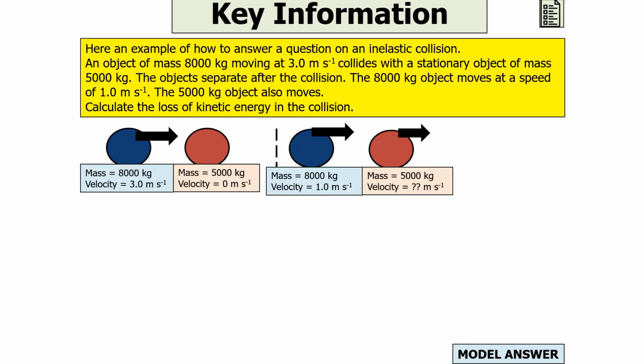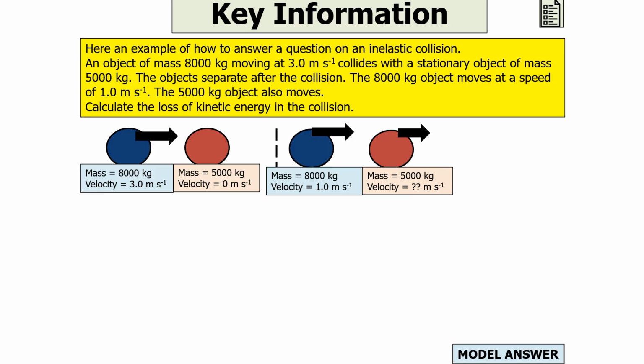So let's have a look at an example of a question. An object of mass 8,000 kilograms is moving at 3 meters per second and collides with a stationary object of mass 5,000 kilograms. The objects separate after the collision. The 8,000 kilogram object moves at a speed of 1 meter per second. The 5,000 kilogram object also moves. Calculate the loss of kinetic energy in the collision. So it's obviously an inelastic collision because kinetic energy is being lost.